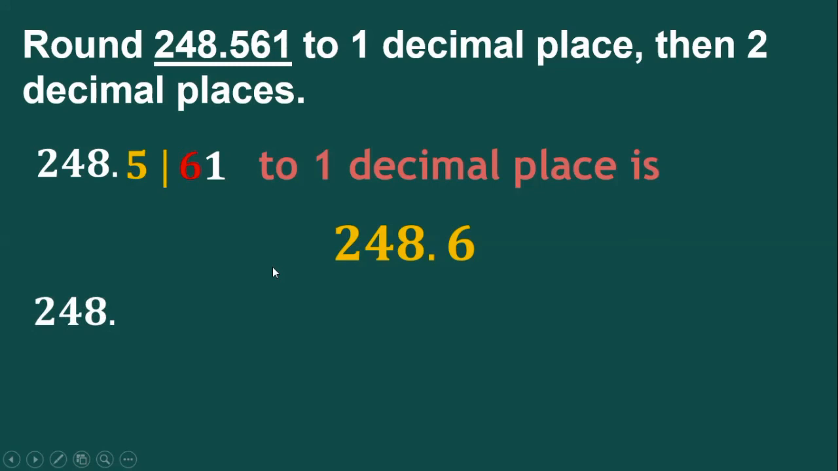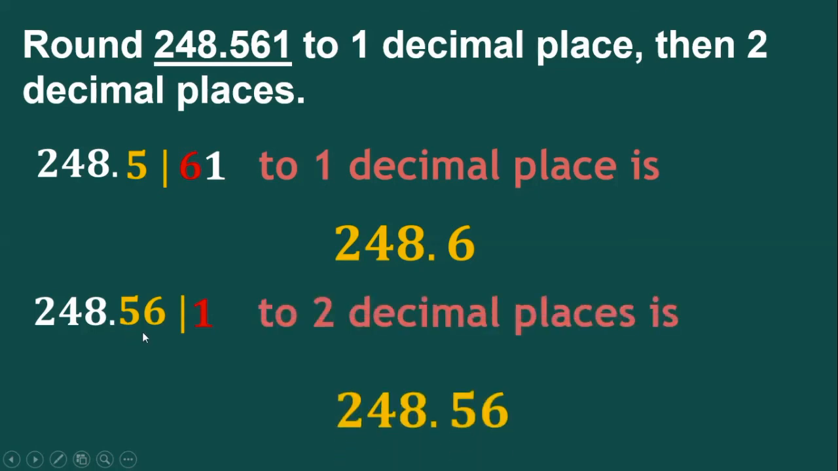Now again the same number, but rounding to two decimal places. We draw a vertical line after two decimal places, after 56. What comes after the 6? 1. 1 is less than 5. So remove the 1 and keep the previous number the same. The result will be 248.56.